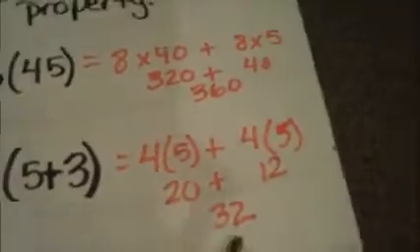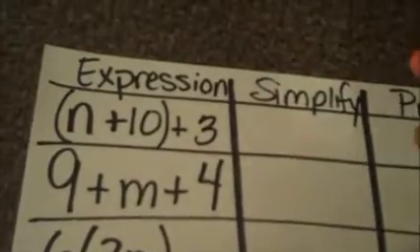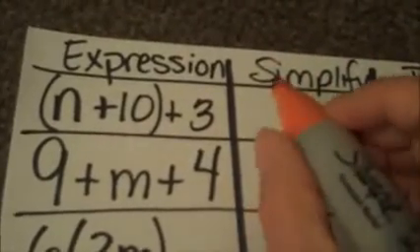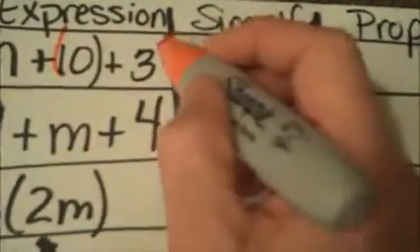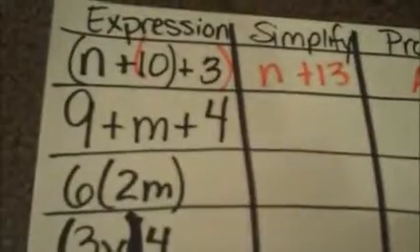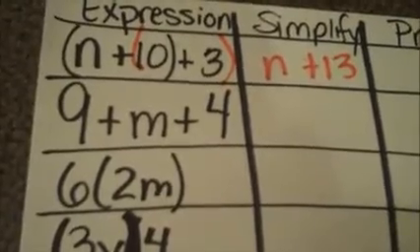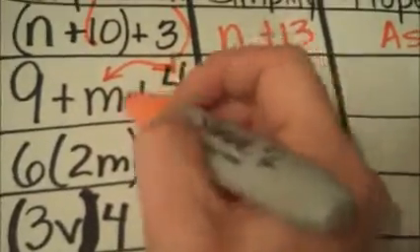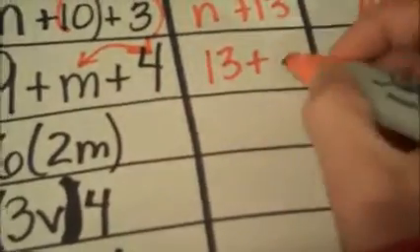The last thing you're going to have to do on your test is complete a chart that shows that you know how to simplify expressions. So I give you the expression, I ask you to simplify it, and name the property that you would use. n plus 10 plus 3 would be the associative property, because I would change the groups to this and get n plus 13, associative. 9 plus 4 plus m would be commutative, because I would change the order of these two and get 13 plus m.